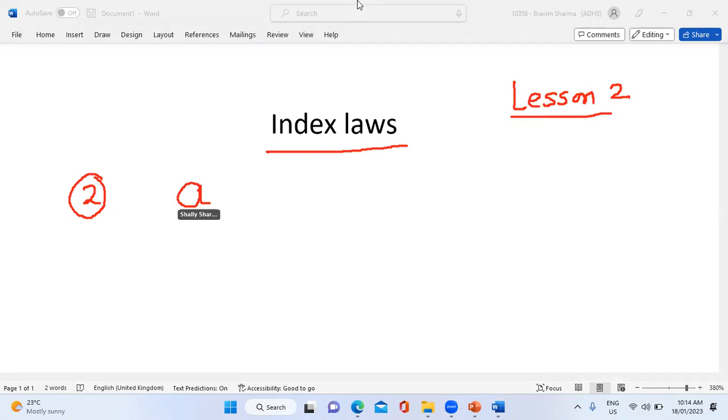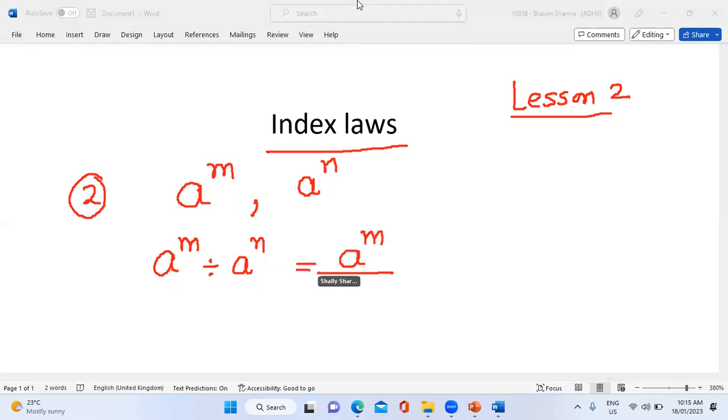So we have, let's say, two power expressions with the same base a and different exponent values m and n. So one is a to the power m and another is a raised to the power n. And let's say I am dividing these two power expressions. So I can write them as a raised to the power m divided by a raised to the power n, or I can write them in a fraction form. So this would be equal to a raised to the power m take away n. So numerator exponent value minus denominator exponent value.